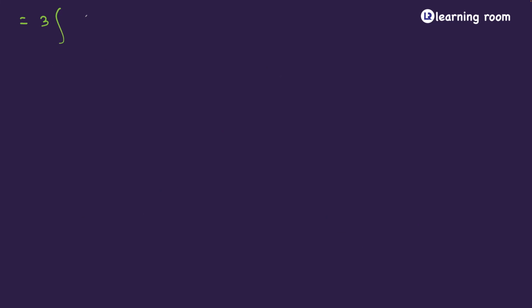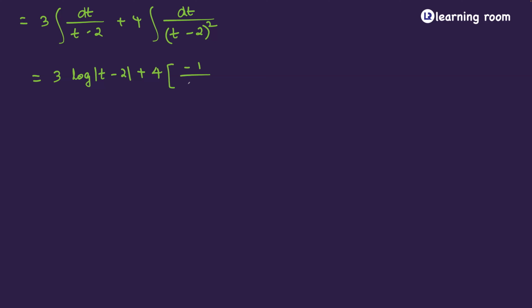3 times, what do I have? Integral of dt divided by t minus 2, plus 4 into integral of dt divided by (t minus 2) the whole square. Am I right? Okay. So what will we have? It will be 3 times log of t minus 2, plus 4 times minus 1 by t minus 2, plus c.